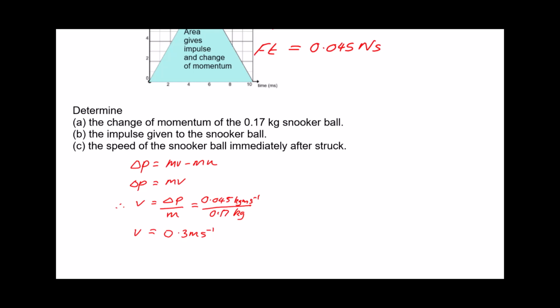But we do know that the initial velocity of the snooker ball is going to be 0, so we can drop the mu out right away, and we can see that delta P, the change in momentum, is equal to mv. M being the mass of the snooker ball, v being its speed or its velocity afterwards. Rearrange, we get v equal to change in momentum divided by mass, 0.045 divided by 0.17 kilograms, and we get the speed of the snooker ball immediately after it's been given the impulse. V equals 0.3 meters per second.